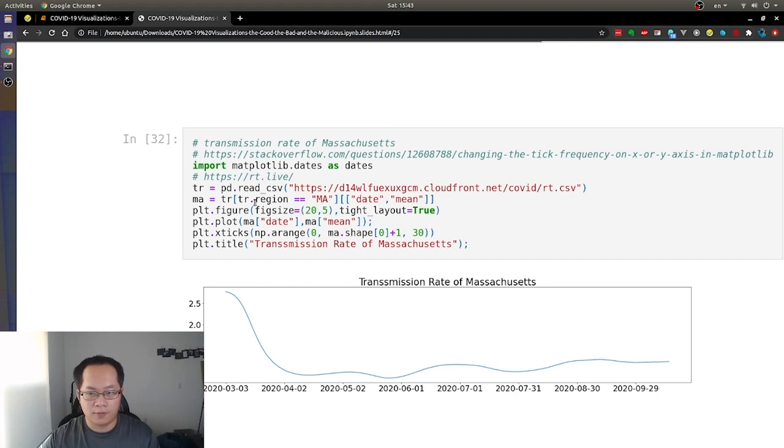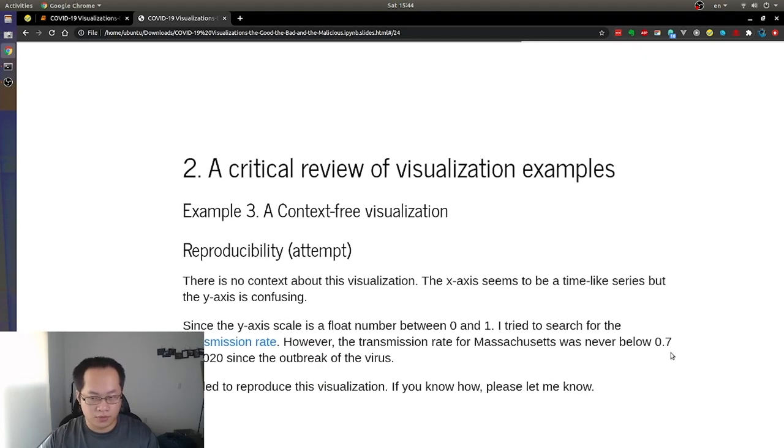And also, we're able to select the state. So thanks to this guy who wrote the answer. Here's the transmission rate of Massachusetts. As you can see, at the early stage, horrible. On average, one person will infect three persons, and it gradually goes down. At this point, it is slightly below 0.8. However, it was never below 0.7.